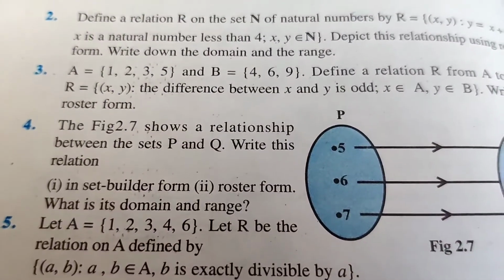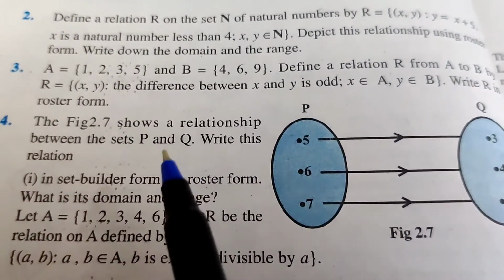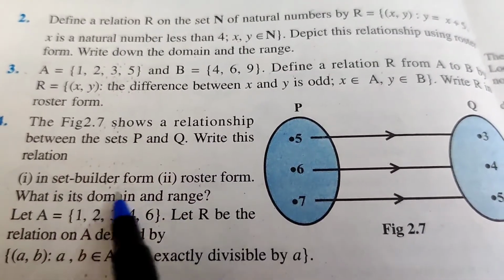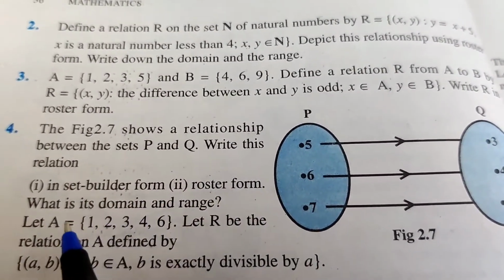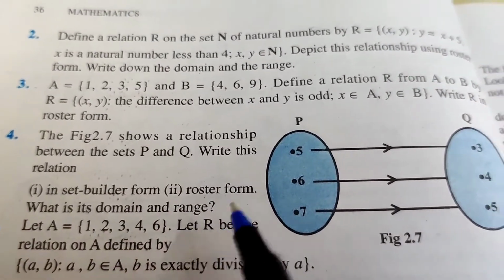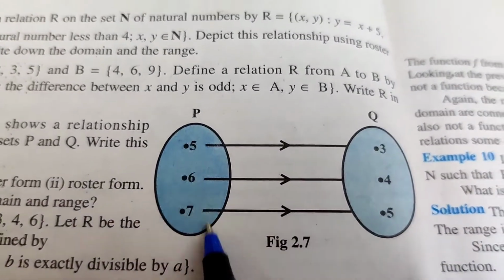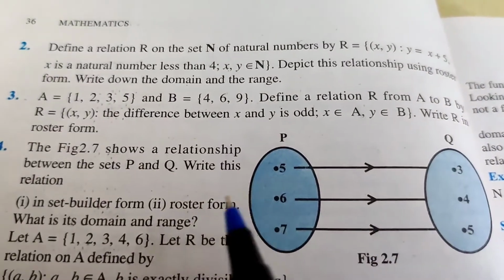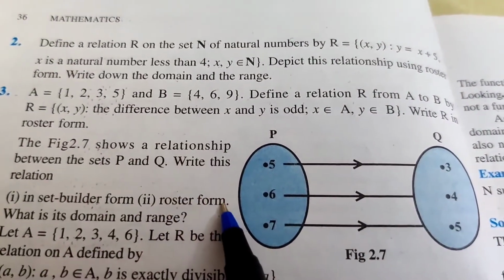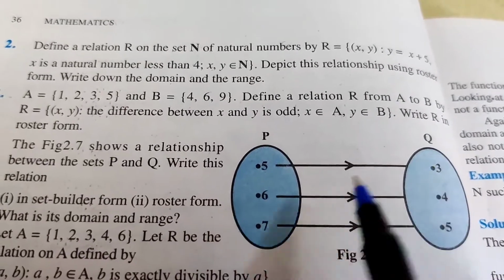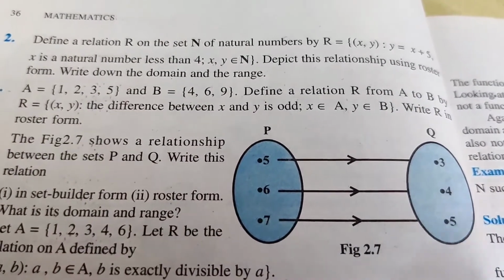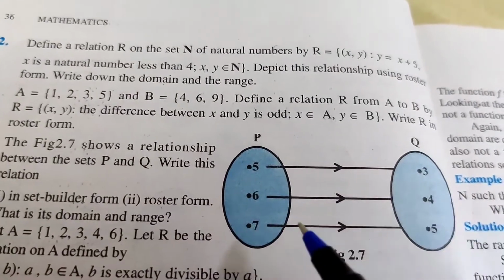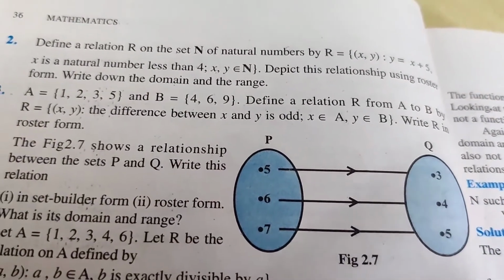Question number 4. Figure 2.7 shows a relationship between sets P and Q. Write this relation in set builder form and roster form. What is its domain and range? Okay. First in set builder form and second in roster form. What is the difference? Difference is 2. 5 minus 3 is 2, 6 minus 4 is 2, 7 minus 5 is 2.